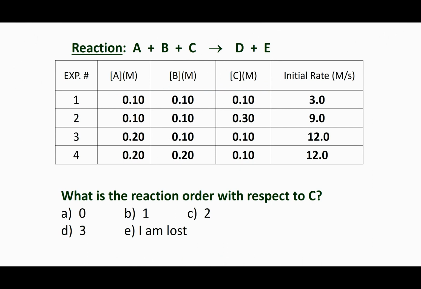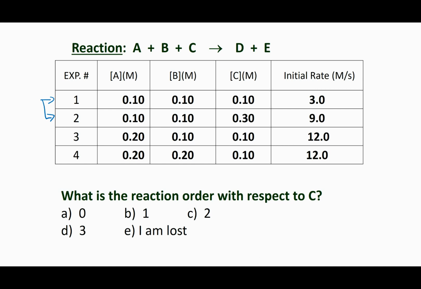Now, you can go through that long process, or if you are savvy enough, you can just take a look at the data and do things by inspection. You can just take a look at what's happening here. And so in this case, let's look at C. I need some place where C is changing. So that's going to be experiments 1 and experiments 2. And in this case, A and B are constant.